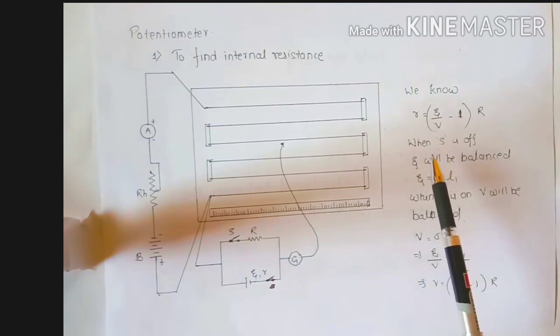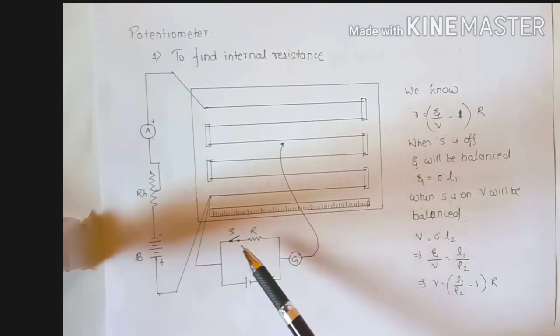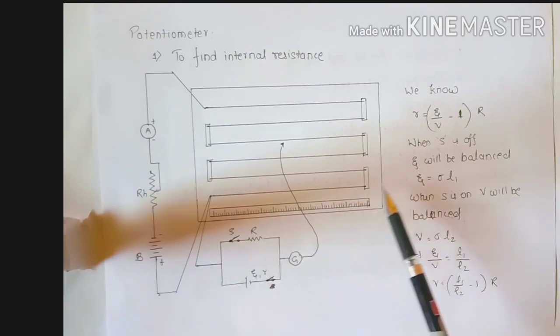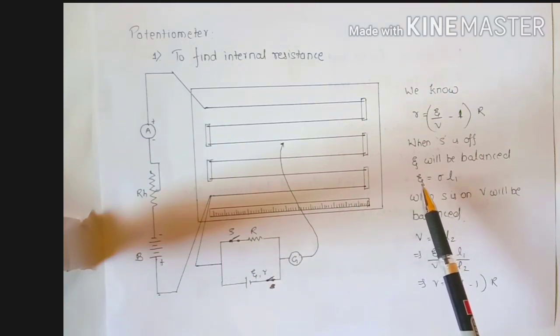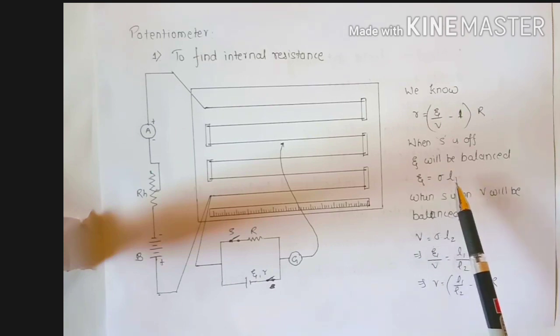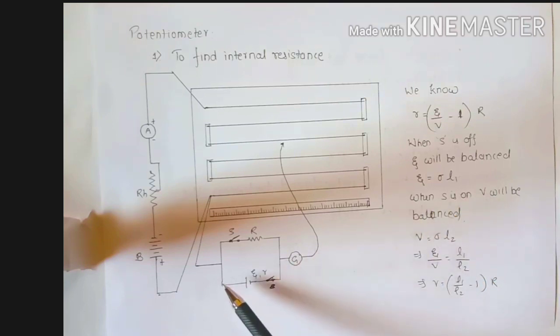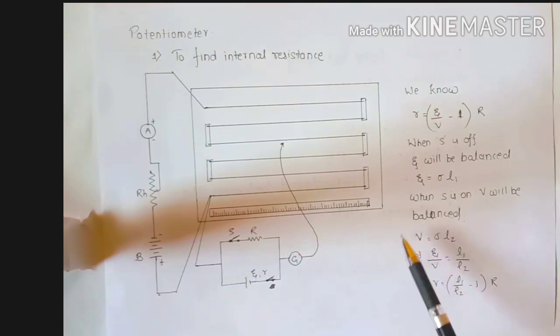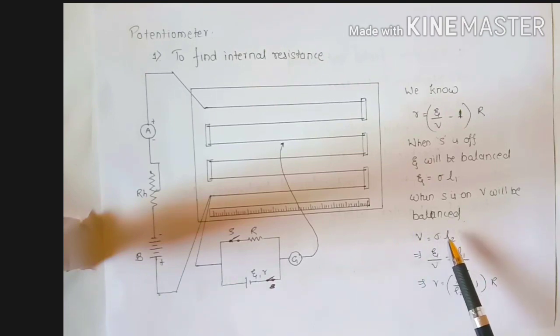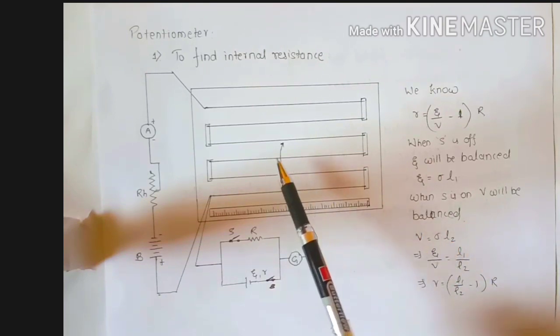So when switch S is off, EMF E will be balanced. So E is equal to potential gradient into balancing length, and when switch S is on, the potential difference across these two points will be balanced. So V is equal to potential gradient into balancing length.